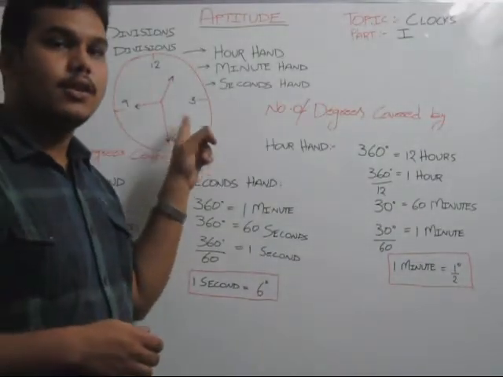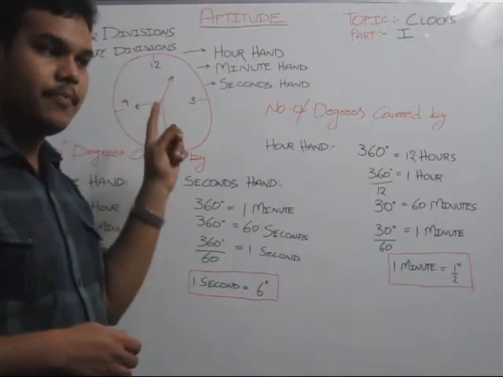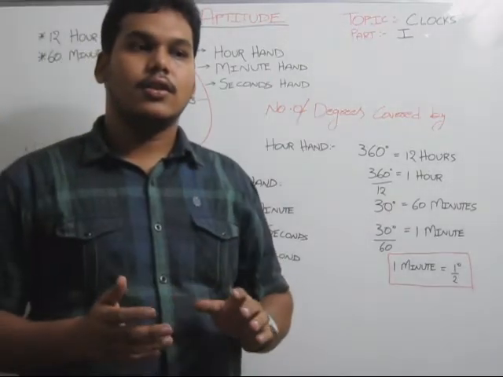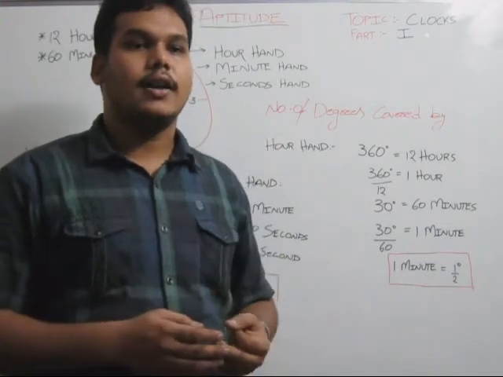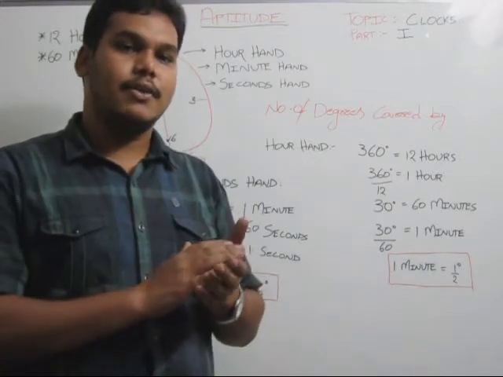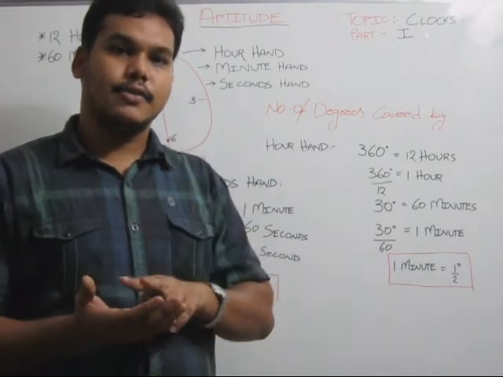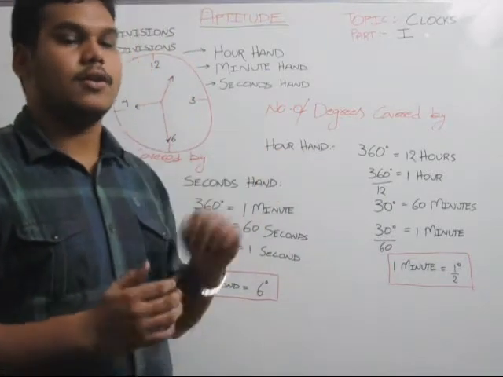If you see here, this is a basic view of a clock, which is of circular shape. In any clock, we have a minute hand, an hour hand and a seconds hand. Including these three hands, we have 12 hour divisions and 60 minute divisions in every clock.